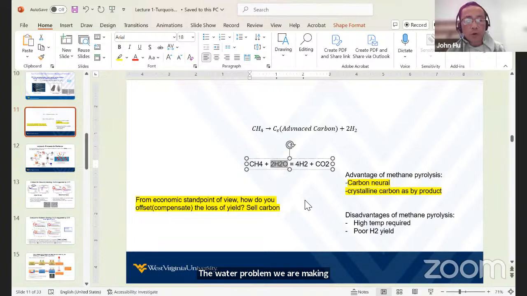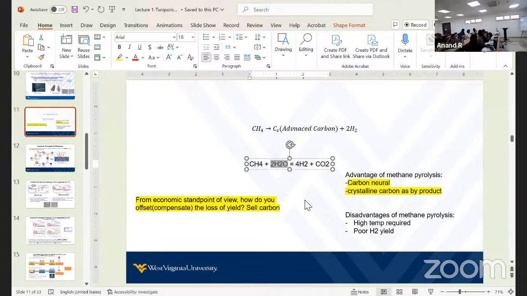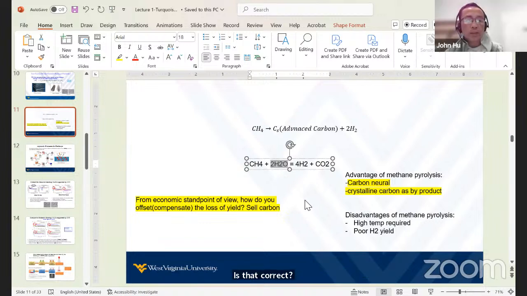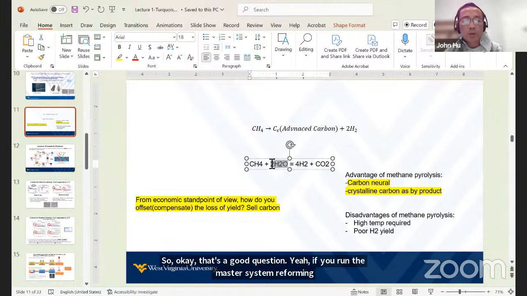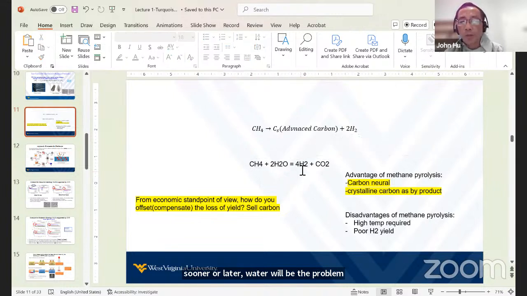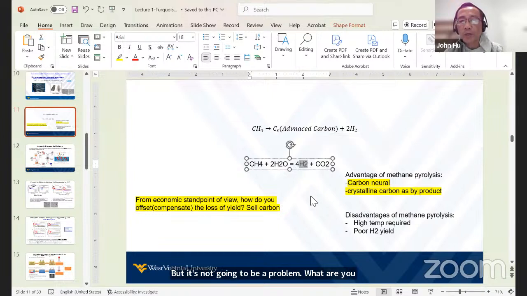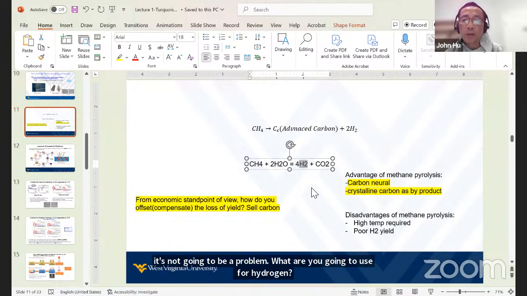So you are talking about water scarcity, all right? That means if you run this method, steam reforming, you are going to run into the clean water problem. That's what you are saying, all right? So yes, that means in the future water will not be free. Is that correct? Yes, sir. Yeah, that's a good question. If you run steam reforming, true, in a certain part of the world, sooner or later water will be the problem. But what are you going to use for hydrogen? If you combust hydrogen, will water come back?